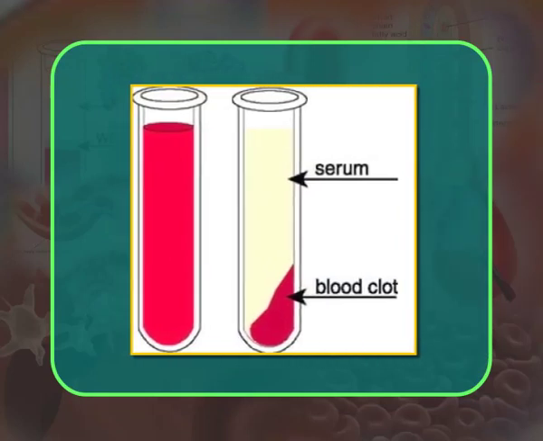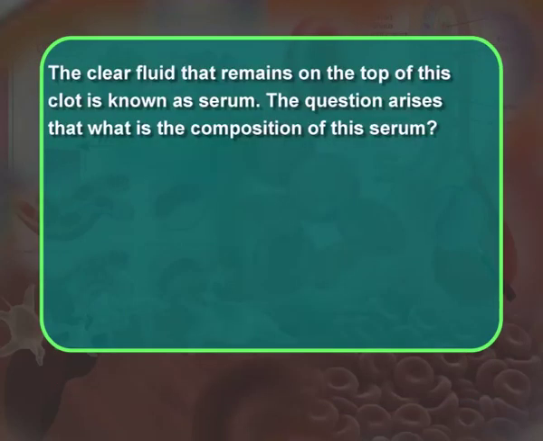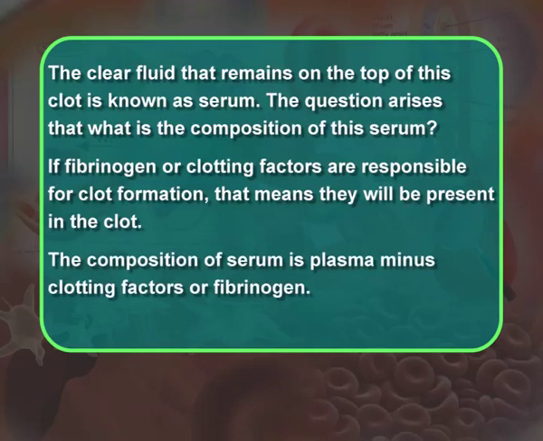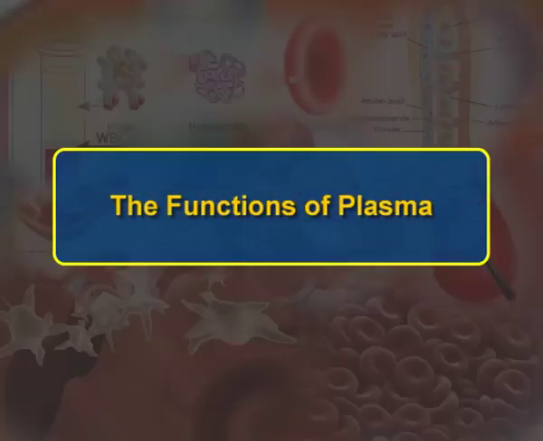osmotic balance. Friends, once again, if we take some blood in a test tube and allow it to stand for some time, we observe a clot at the bottom of the tube, as you can see in the diagram. The clear fluid that remains on top of this clot is known as serum. So now the question arises, what is the composition of this serum? Students, if fibrinogen or clotting factors are responsible for clot formation, that means they will be present in the clot. So the composition of serum is plasma minus the clotting factors or fibrinogen. Let us now quickly enlist all the functions of plasma.